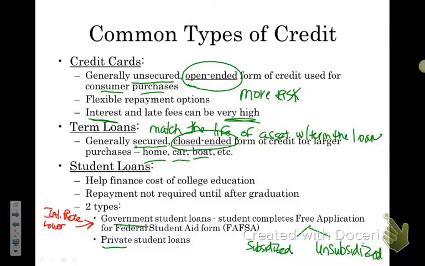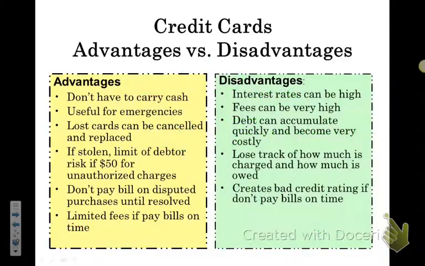Okay. Good? All right. So, credit cards, advantages, disadvantages. We were talking a little bit about this before. Why would you use a credit card? You don't have to carry cash. It's useful for an emergency. Lost cards can be canceled and replaced. Your limit is $50, but if you use a debit card, it's unlimited. You can dispute if there's an issue with it. And if you pay your bills on time, there are limited charges or fees.